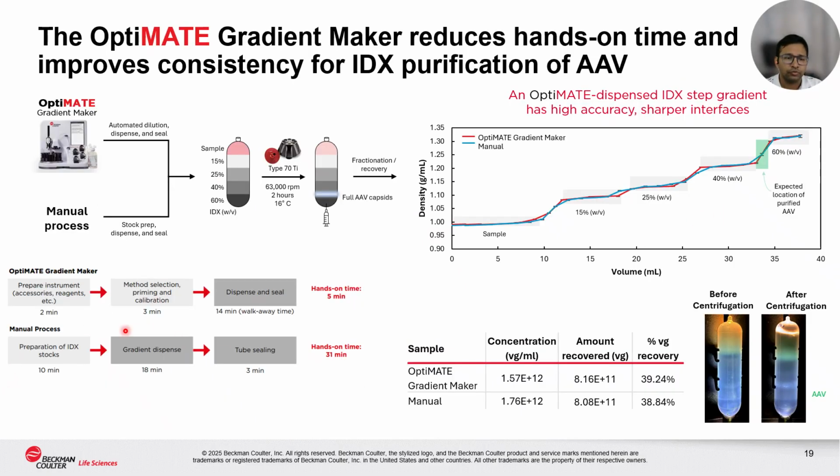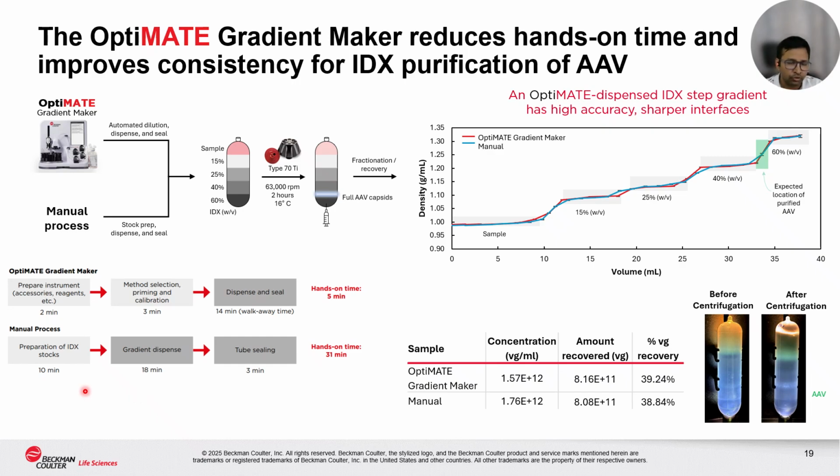So for this slide, what we will do is we will switch gears to discuss how the OptiMATE Gradient Maker helps with step gradients. In this case, with an iodixanol step gradient that I described previously. And here, again, as I mentioned, the impact is not so much in the ultracentrifugation runtime. It's actually pretty short anyway, but the focus is much more on the effort involved and the quality of these gradients. And similar to cesium chloride linear gradients, we compare here the time taken, specifically hands-on time, and we compare the gradient profiles as well, and look at a little bit of the recovery efficiency by qPCR.